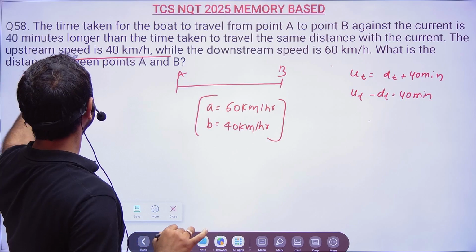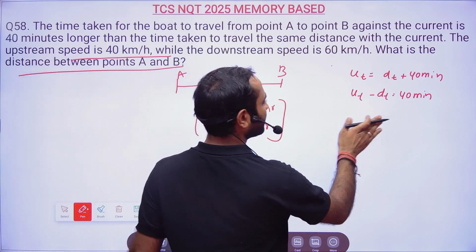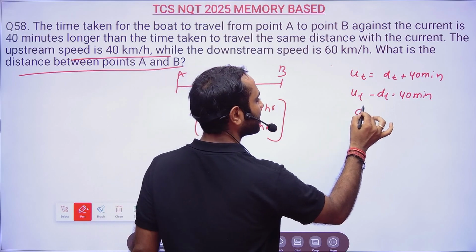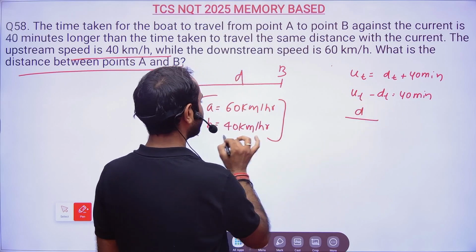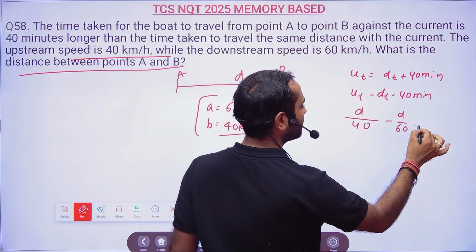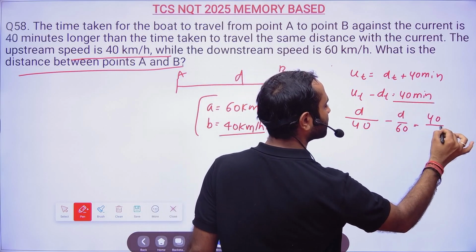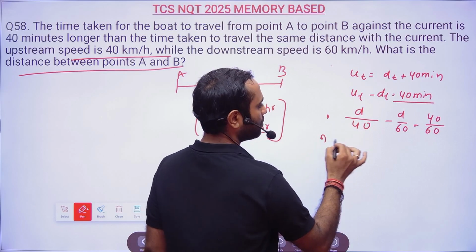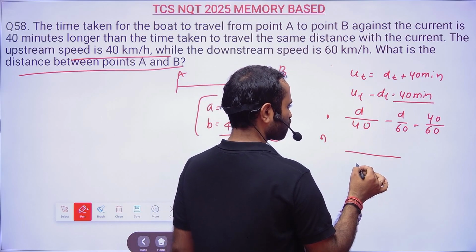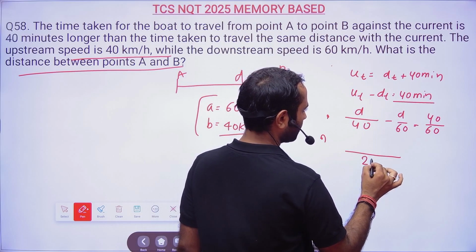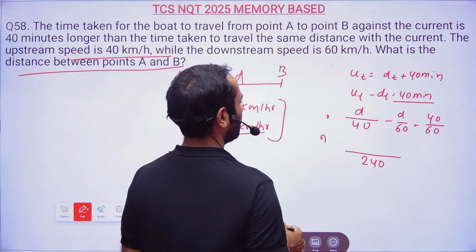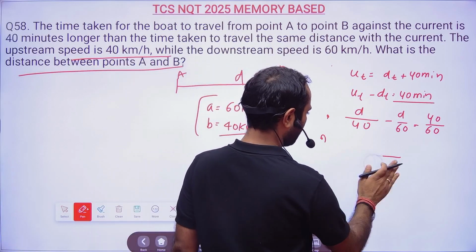So what is the distance between point A and point B? So this is what you have to continue. So friends, the distance will be nothing but distance, and upstream speed is 40 and downstream speed is nothing but 60. And this particular minute we have to convert into hours, so 40 by 60. Now just take the LCM. LCM will be 240, right? So it will be 240 or 120. Sorry, 120 will be the LCM.